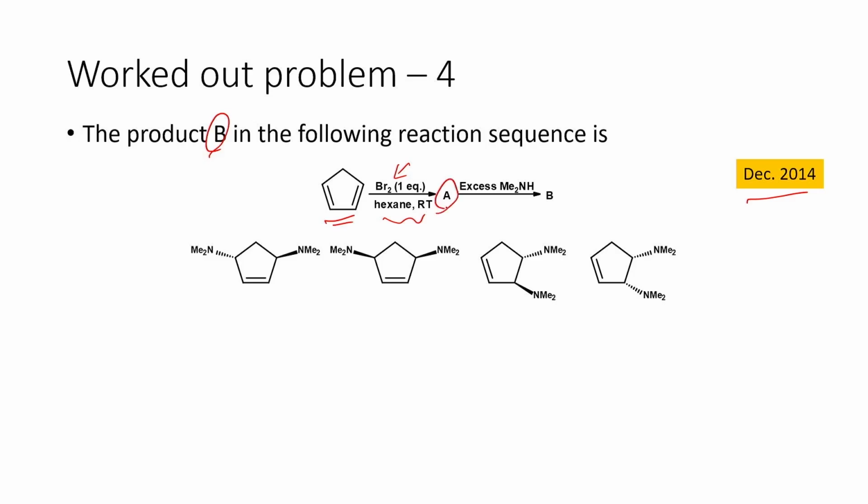That leads to some intermediate A, and this intermediate is treated with excess dimethylamine. That leads to the final product B. So we have to now identify from the 4 combinations that are given here what is going to be the major product in this particular reaction, whether it is A, B, C or D. So in both the cases, in A and B, the only difference is the stereochemistry is anti in this particular case.